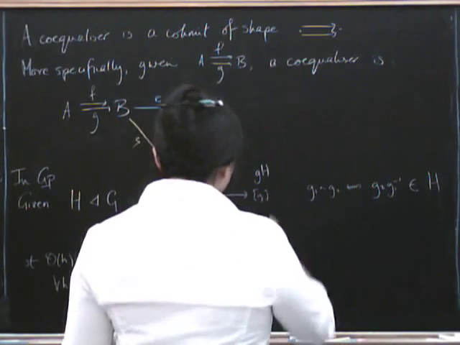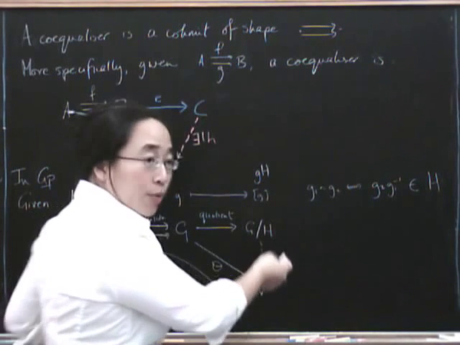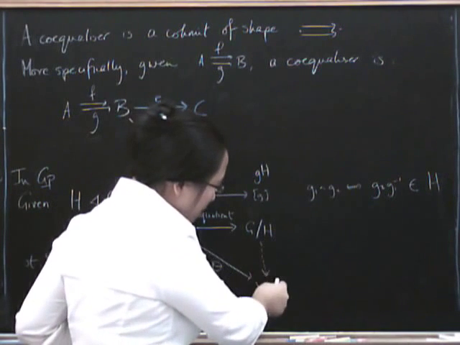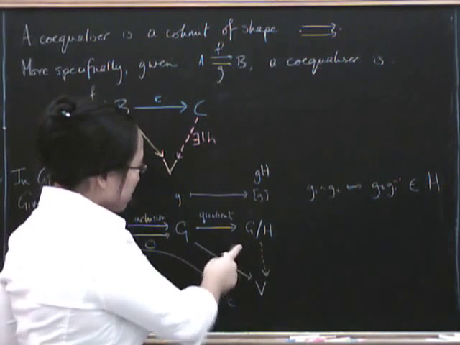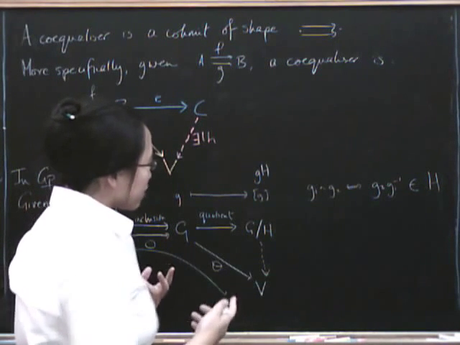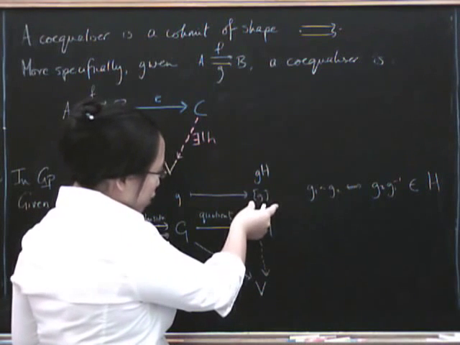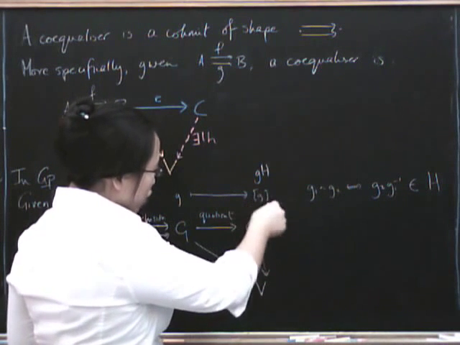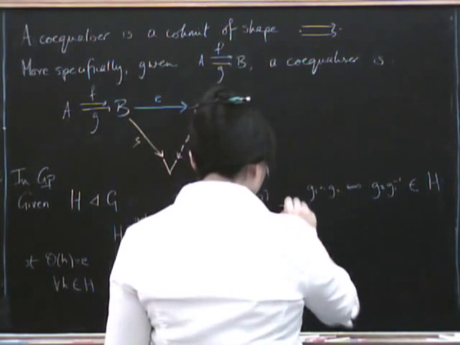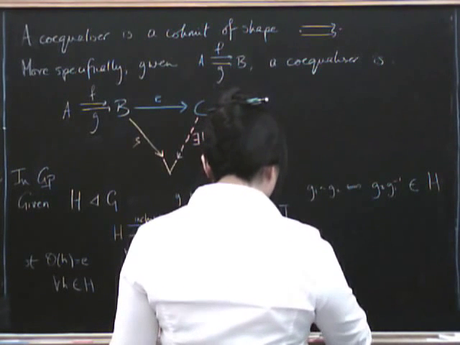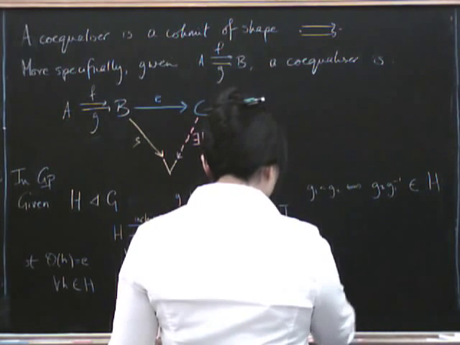So now let's see if we can cook up a unique group homomorphism going down to V such that this triangle here commutes. Now what's the obvious thing we could try and do? We can take an equivalence class of G, we can take the coset GH, and we can attempt to send it to theta of G. Let's try and send it to theta of G, question mark.